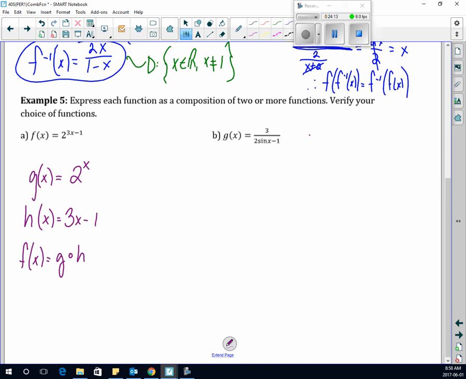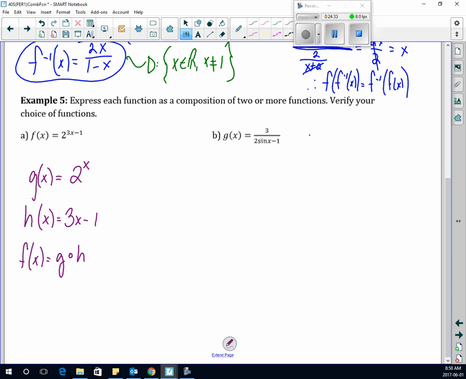From here, x goes into the h machine, and what comes out? 3x minus 1. Then 3x minus 1 goes into the g machine, and what do I get? 2 to the power 3x minus 1. Exactly what I needed. Okay?